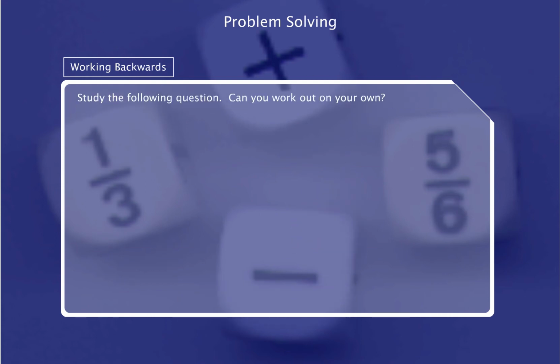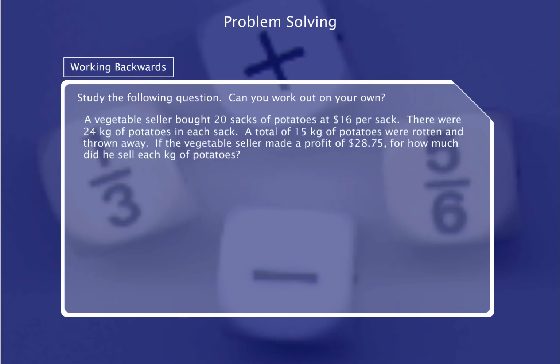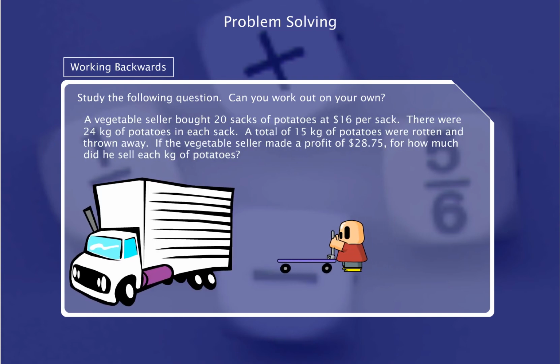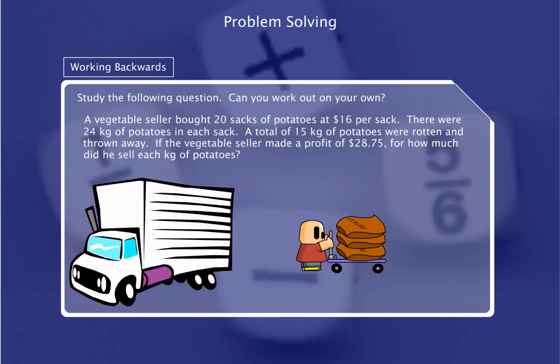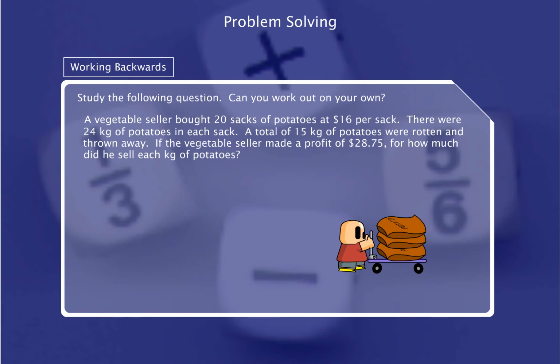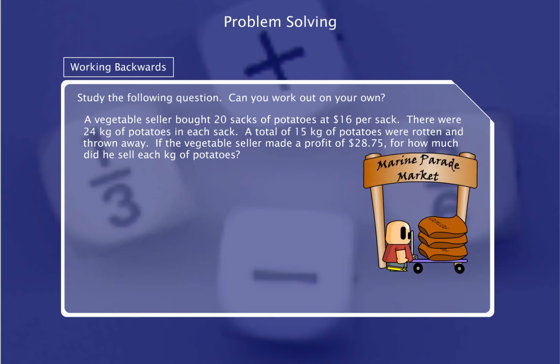Study the following question. Can you work it out on your own? A vegetable seller bought 20 sacks of potatoes at $16 per sack. There were 24 kilograms of potatoes in each sack. A total of 15 kilograms of potatoes were rotten and thrown away. If the vegetable seller made a profit of $28.75, for how much did he sell each kilogram of potatoes?